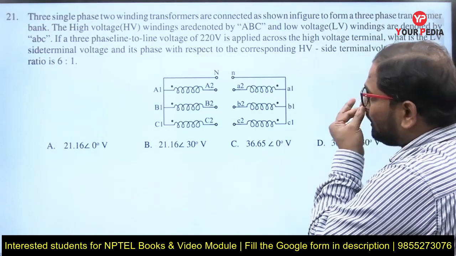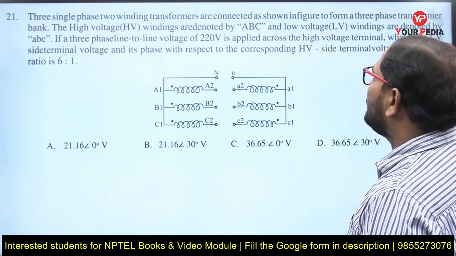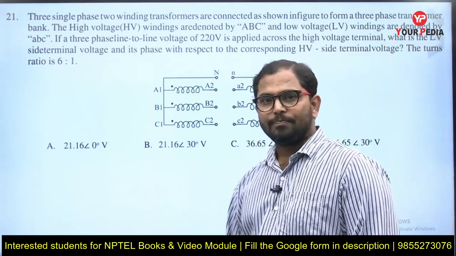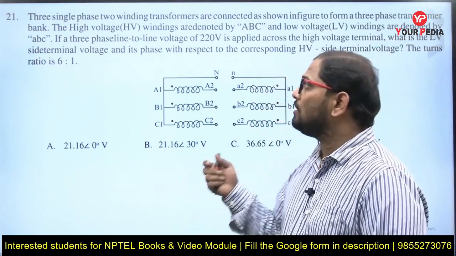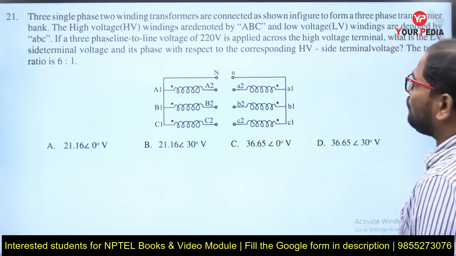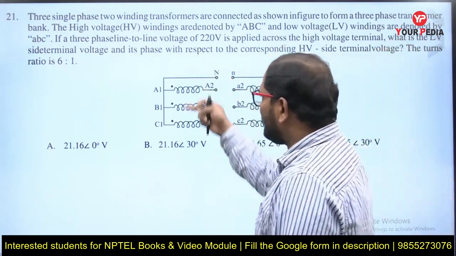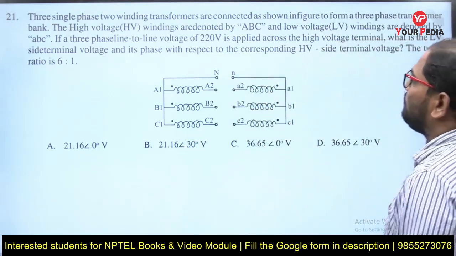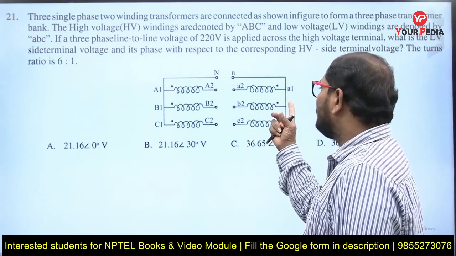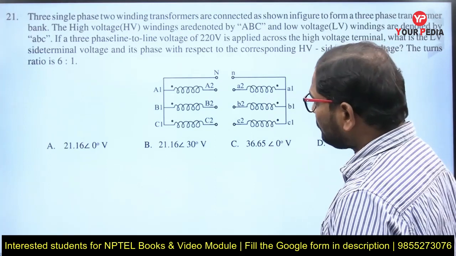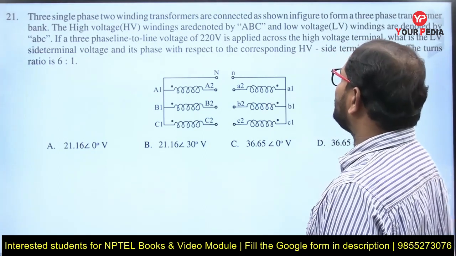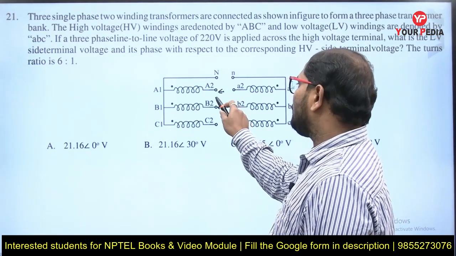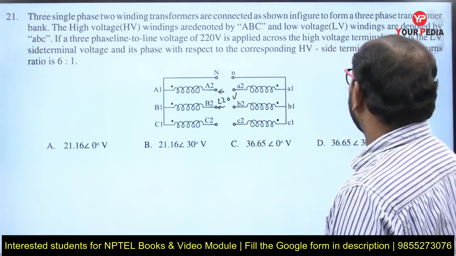Three single-phase, two-winding transformers are connected as shown in the figure to form a three-phase transformer bank. The high voltage windings are denoted by capital ABC, that is, the left-hand side windings, and the low voltage windings are denoted by small abc, the right-hand side windings. If a three-phase line-to-line 220 volts is applied across the high voltage terminals, between A2 and B2, that is 220 volts line to line.